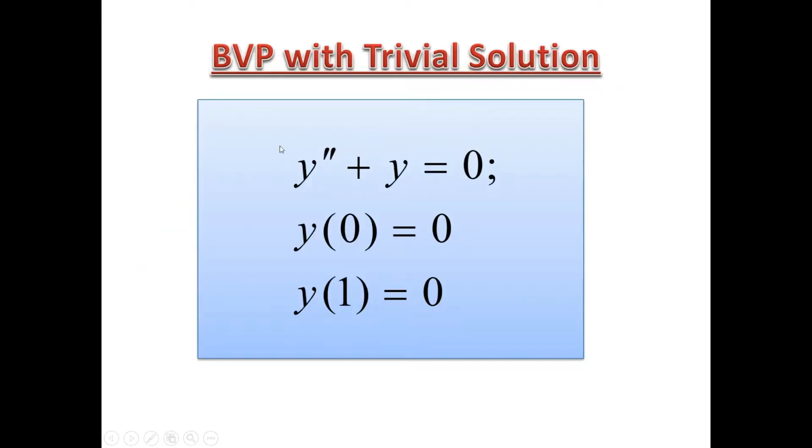This is a boundary value problem which has only the trivial solution y(x) is equal to 0. This is the differential equation and these two are the boundary conditions. At x is equal to 0, y is equal to 0, and at x is equal to 1, y is equal to 0. As you can see here, the differential equation as well as both these boundary conditions are homogeneous.